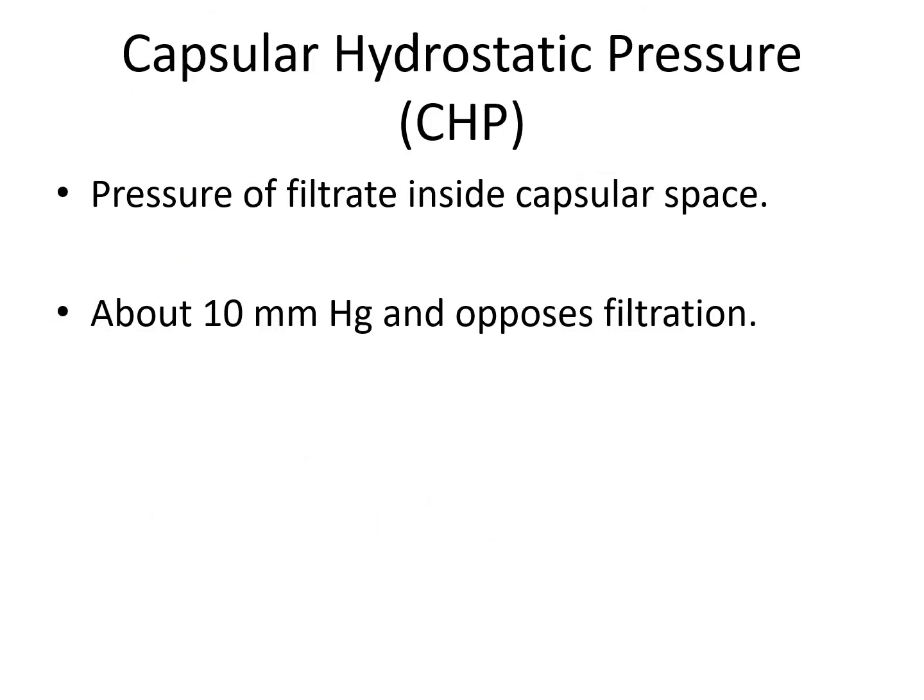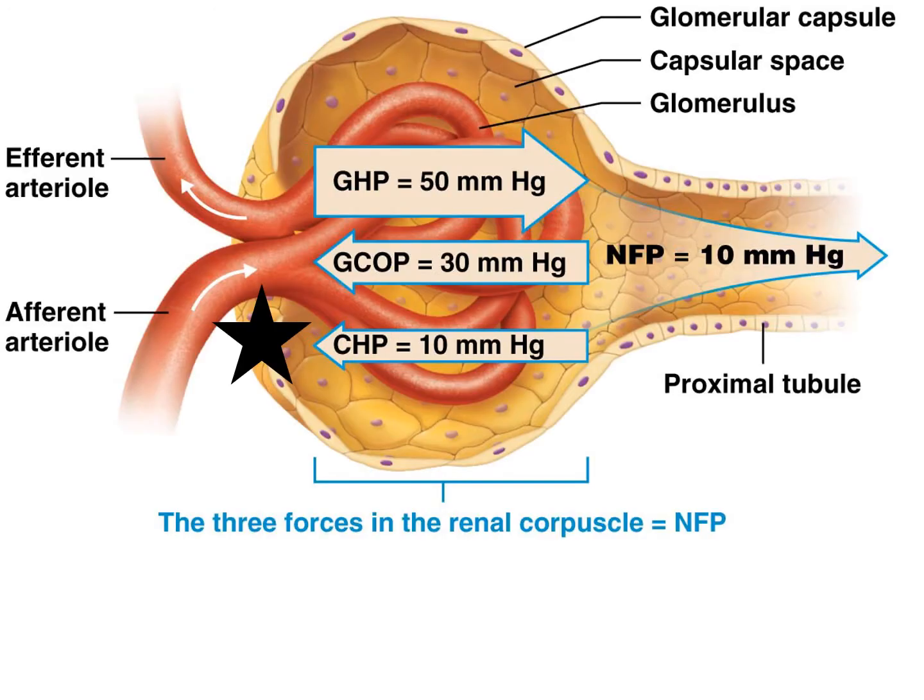The last one is the capsular hydrostatic pressure. This is the pressure of the filtrate inside the capsular space. The fluid builds up inside the capsular space, and this is going to oppose filtration, and it's about 10 millimeters of mercury. So here's the capsular space right here, and as the fluid builds up, it's going to oppose the glomerular hydrostatic pressure. Since it's fighting against hydrostatic pressure, it's pointing to the left. Okay, and 50 is bigger than 30 plus 10, so the net filtration pressure is 10 millimeters of mercury to the right.